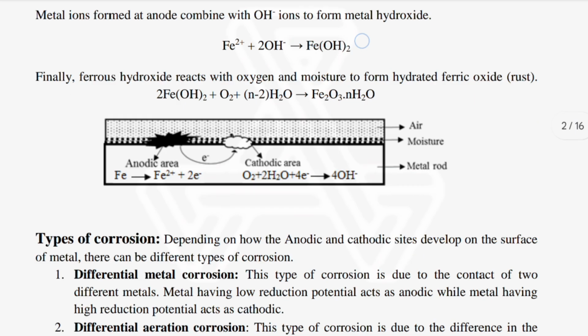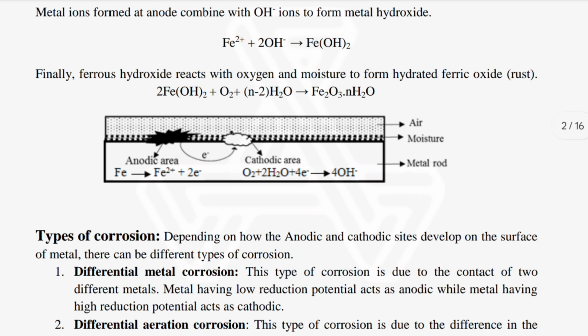H2. Metal ions formed at the anode combine with OH minus ions to form metal hydroxide. Fe2+ + 2OH- gives Fe(OH)2.